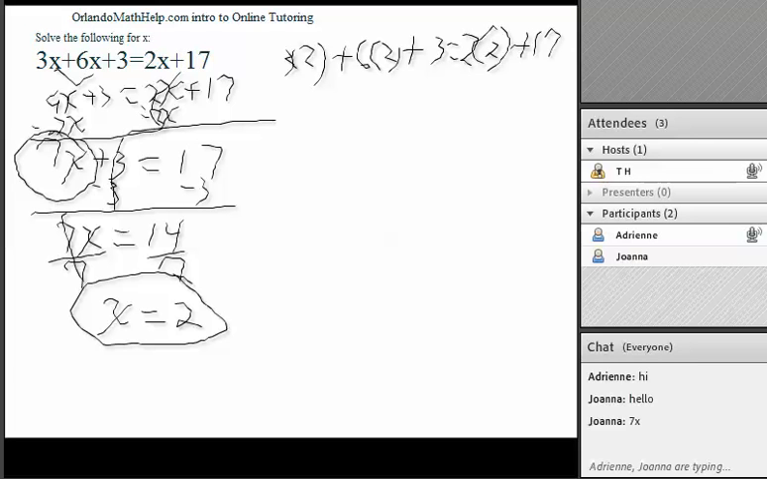Okay, so now, using order of operations to solve this problem, we start here. 3 times 2 gives us 6, and then we move on to the next one. Bring down the plus sign. Then 6 times 2 is 12. Bring down the other side as well. Then on across the equal sign, we have 2 times 2. Bring down our plus 17.